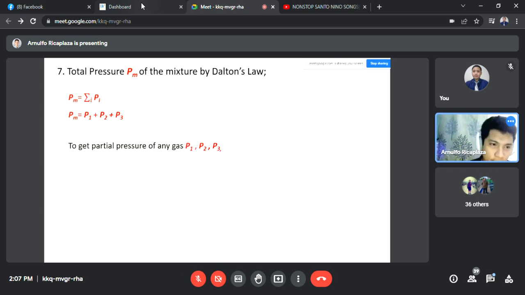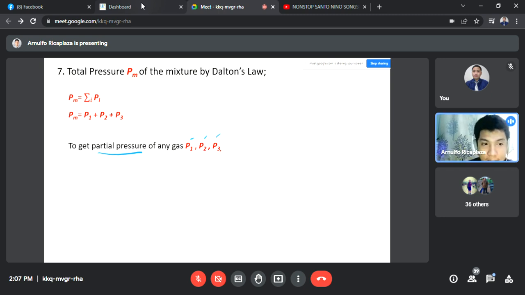Okay, to get the partial pressure of any gas, for example, if you are given the total pressure and the percent volume or percent mass, you can get the partial pressure. It is termed partial pressure, meaning point 1 or gas 1, gas 2, and gas 3.